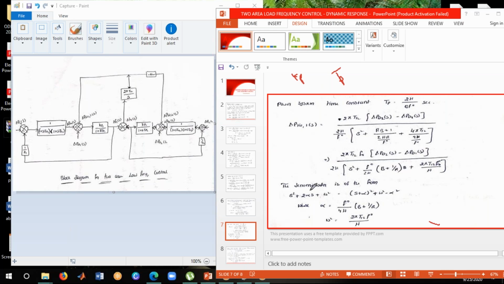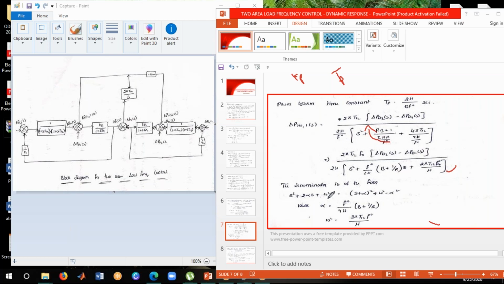So in the previous slide we substituted Kp equals 1 by B, but in this step we are going to substitute Tp equals 2H divided by F naught. This unit is seconds. Now if you substitute this in this part, we will simplify the equation. See, 2 pi T12 F naught. So F naught comes to the numerator, and delta PD2 minus delta PD1, and 2H into s square. Remaining all we will get the same. When it comes to the multiplication, you will get F naught divided by 2H, and we will take s common, B plus 1 by R, and the remaining. Now the denominator is in the form of s square plus 2 alpha s plus omega square.